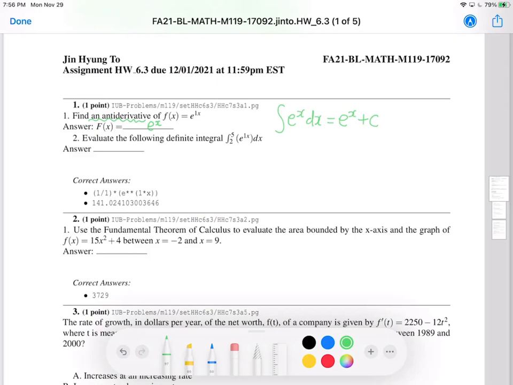For part 2, we want to evaluate the following definite integral. By the fundamental theorem of calculus, the integral from 2 to 5 of e to the x dx equals the antiderivative evaluated from 2 to 5. So e to the fifth minus e to the second. Okay.